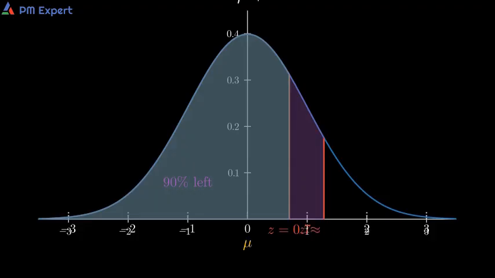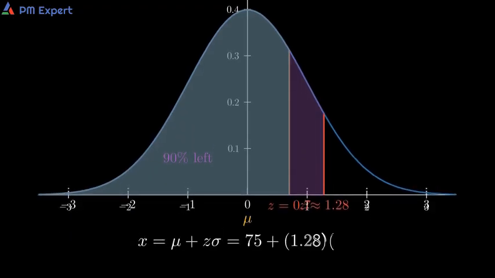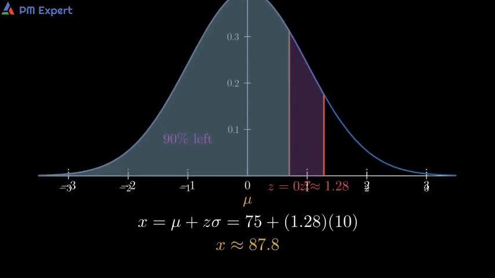Next, compute x equals mu plus z times sigma. That is x equals 75 plus 1.28 times 10, which is about 87.8. So the 90th percentile is approximately 87.8.